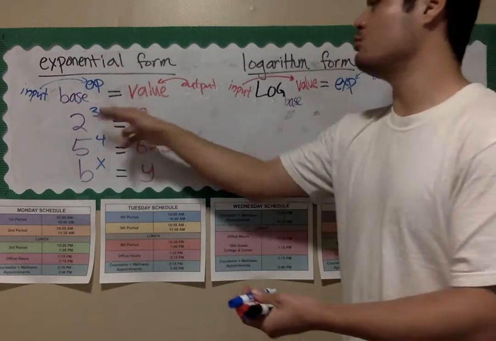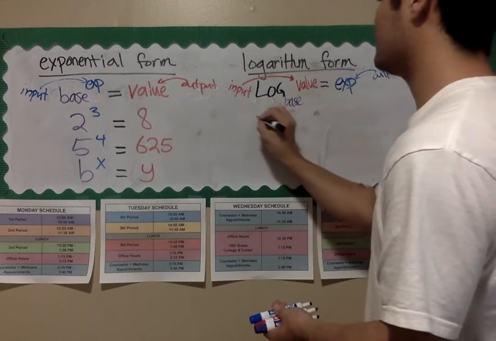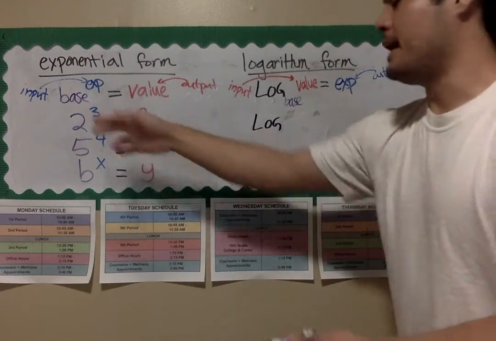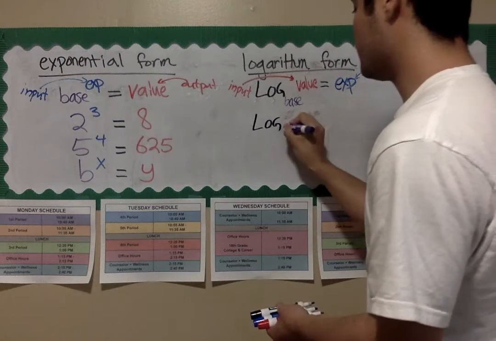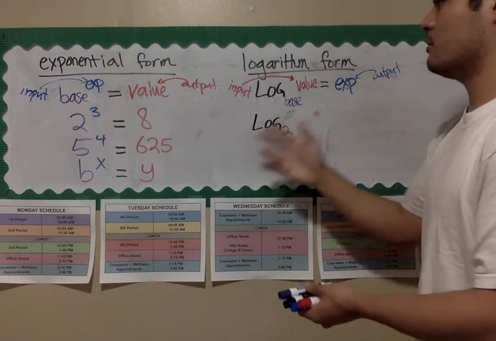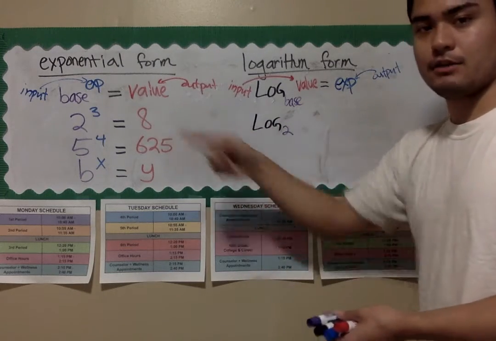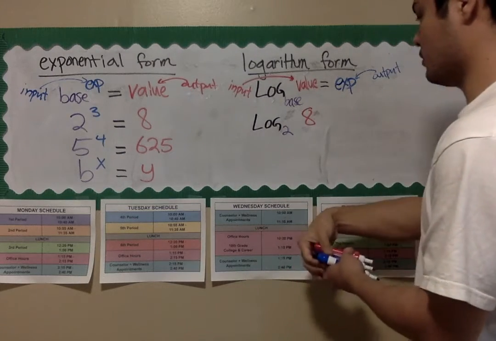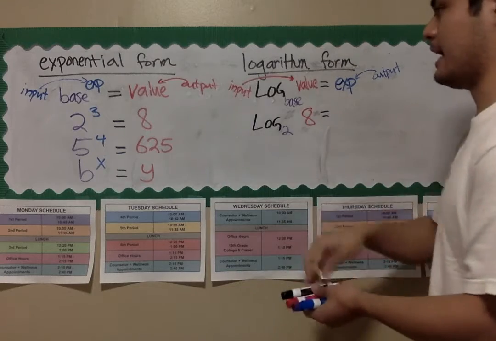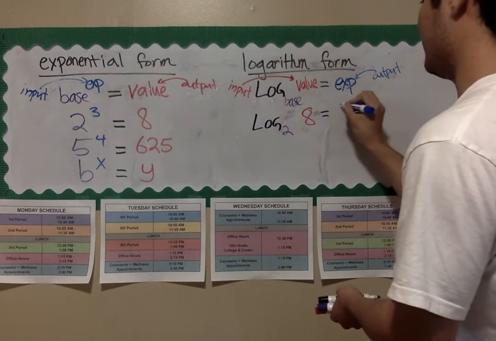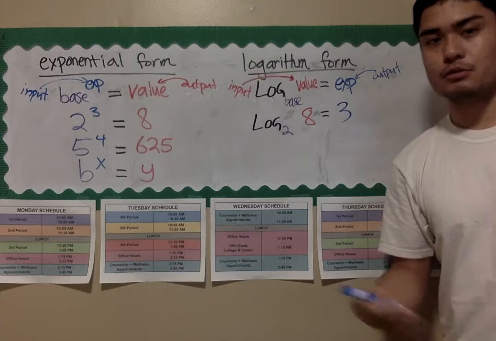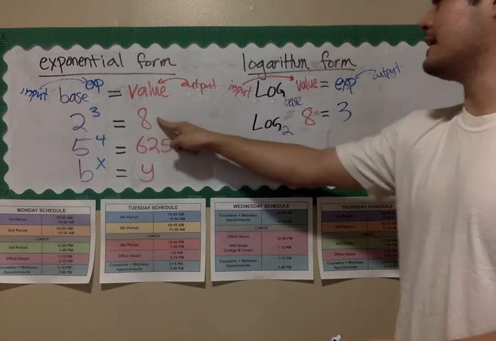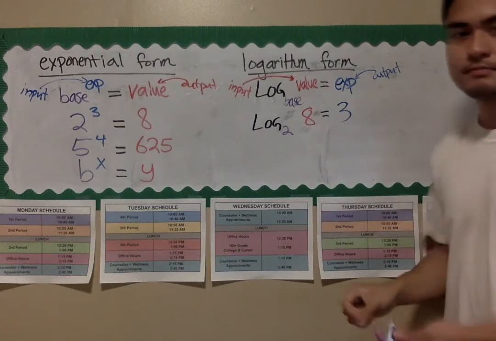So for example, 2 to the power of 3 equals 8. Well, to go the other way, I use a logarithm. The base is now 2, so log base 2 of what is the value. The value here is 8. Log base 2 of 8 equals the exponent. The exponent is 3. And this makes sense because 2 cubed equals 8. But for a logarithm form, the output of 8 is now the input of the logarithm.